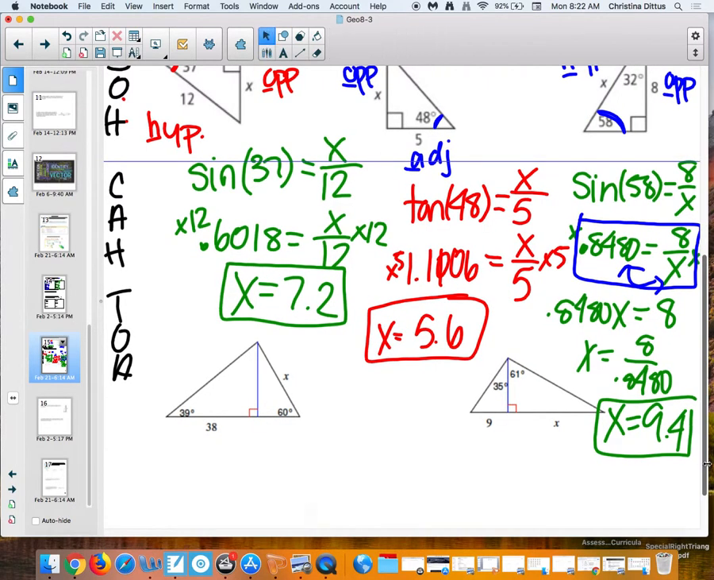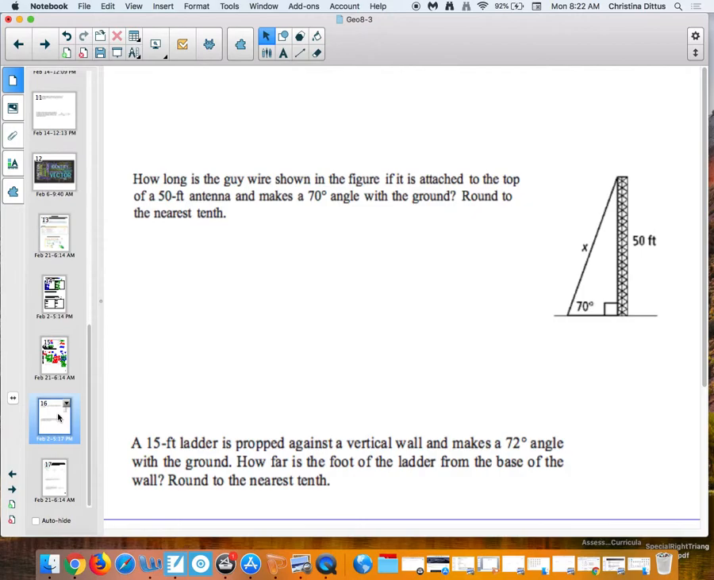Alright, let's do word problems. It says how long is the guy wire shown in the figure if it is attached to the top of a 50-foot antenna and makes a 7-degree angle with the ground. Luckily, everything is labeled for us. 50-foot antenna, 7-degree angle, looking for this. Okay? So what angle am I going to look at? 70. Looking from 70, how does 50 relate? Opposite. How does x relate? Hypotenuse.